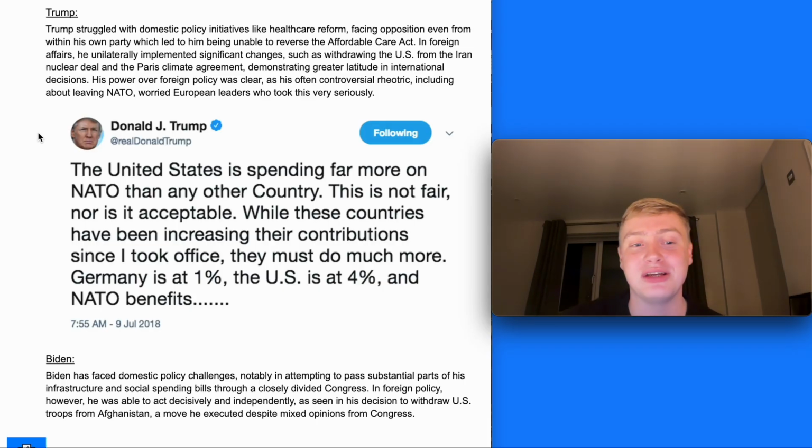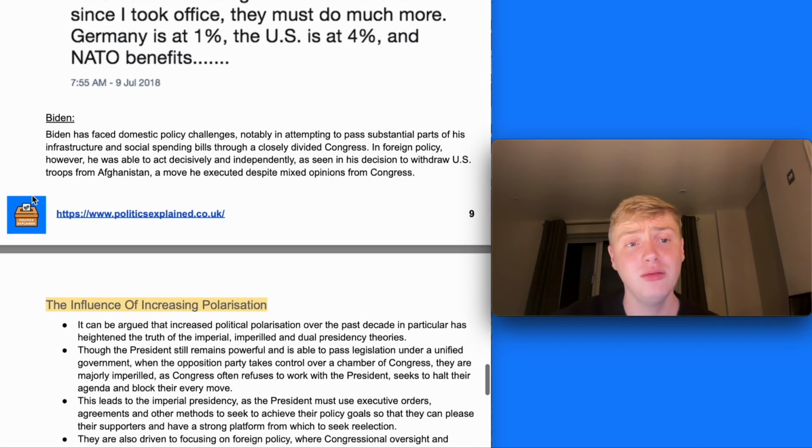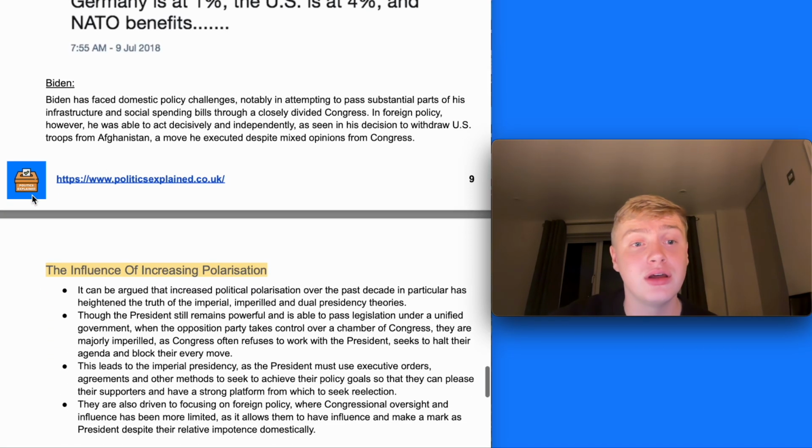An example, one of his tweets here. In terms of Biden, he's faced significant domestic policy challenges, notably in attempting to pass substantial parts of his infrastructure and social spending bills through a closely divided Congress. But in foreign policy, he's been able to act decisively and independently.